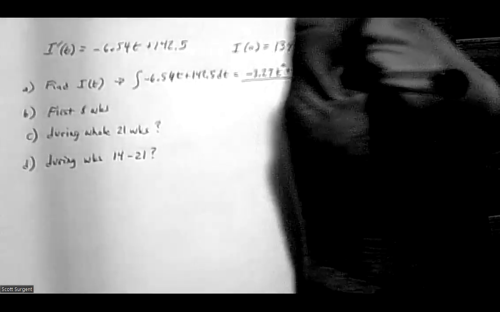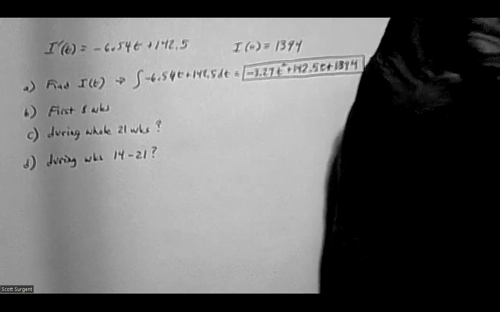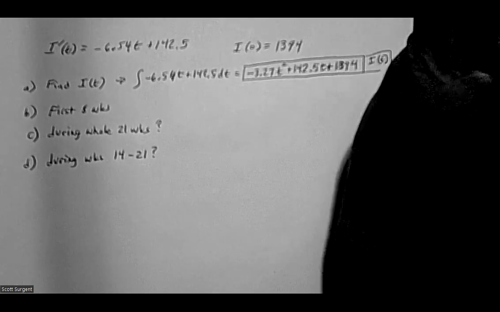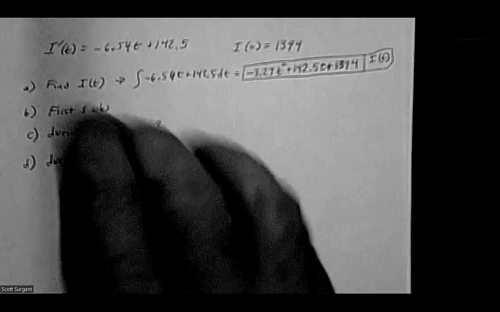So that's your function for I without the prime symbol. So I of T. The second question is just the first 8 weeks. So you just pop in an 8.